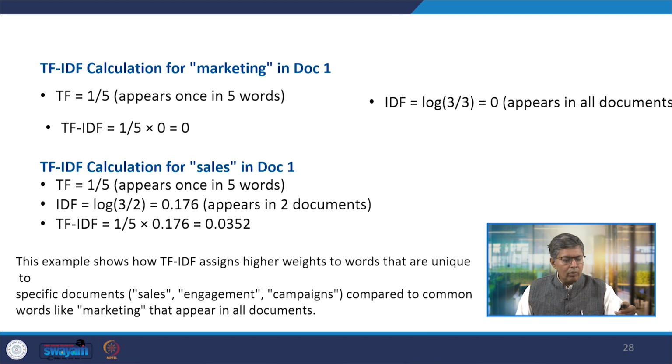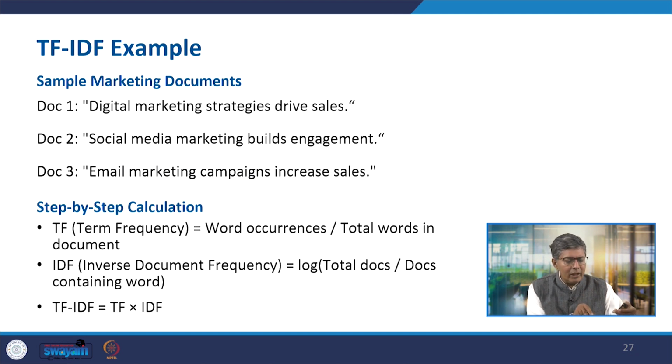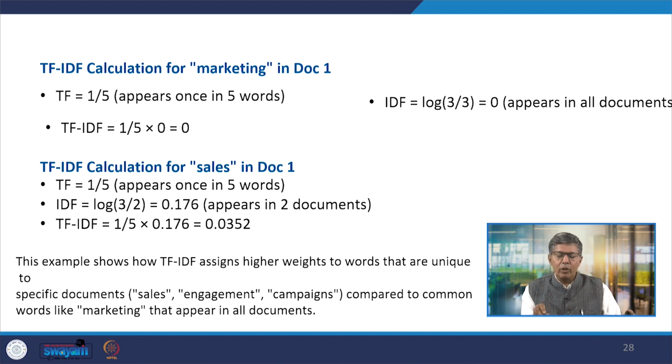If you take the word marketing, in this document marketing occurs only once. So, when I do a term frequency calculation, marketing appears only once in the total document, so 1 by 5. And my IDF is log 3 by 3. Why 3? There are 3 documents in total, and the documents containing the word marketing are again 3. All 3 contain it. So log 3 upon 3 is 0, and therefore my TF-IDF becomes 1 by 5 into 0, which is 0.